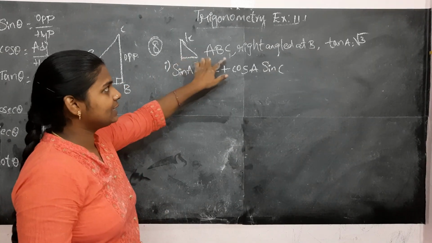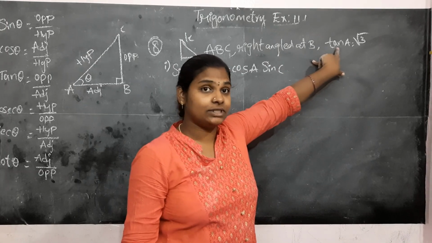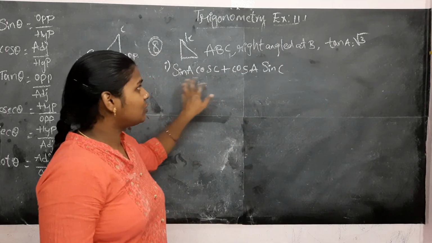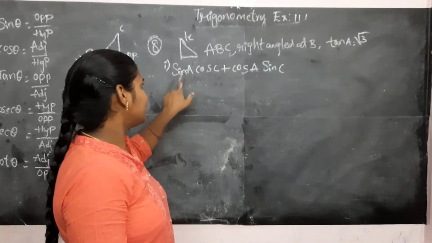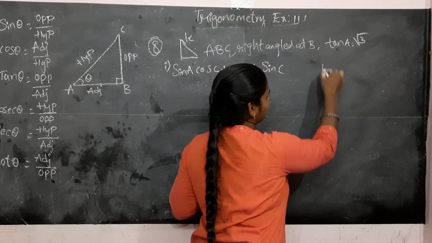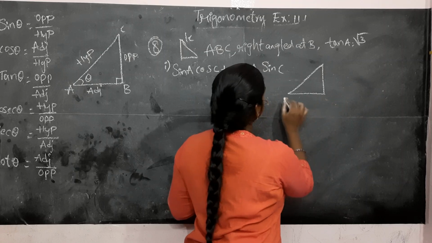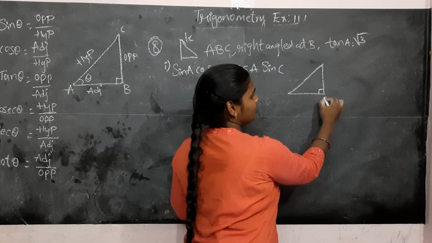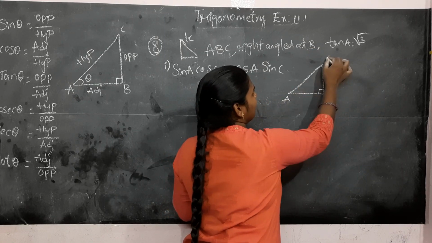In a right angle triangle ABC, right angled at B, tan A is equal to root 3. Then figure out sin A cos C plus cos A sin C. If you see here, they are asking for two angles. Let us just solve this. So this is a right angle triangle. They said right angle at B. So let's name this as B, A, and then this is C.